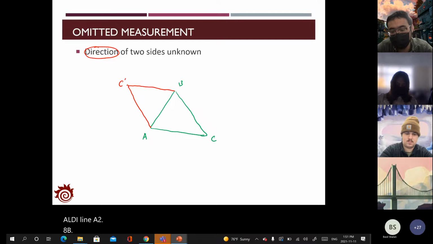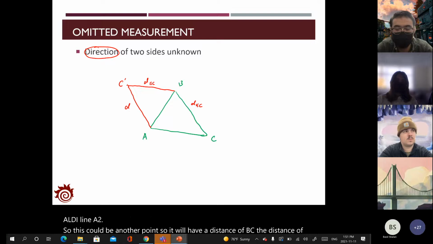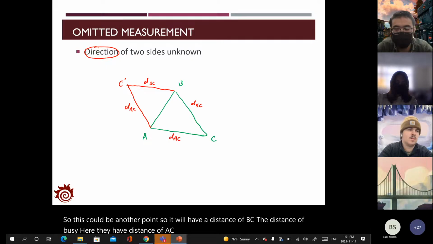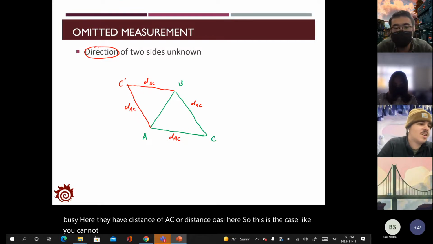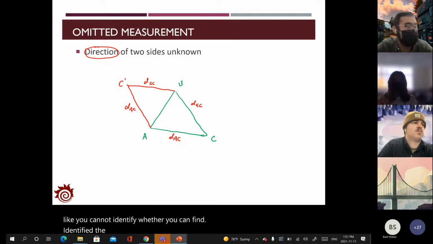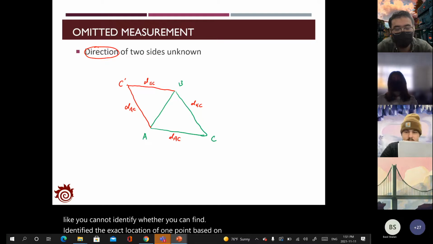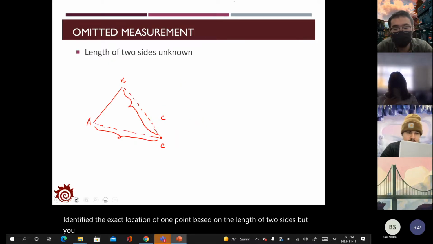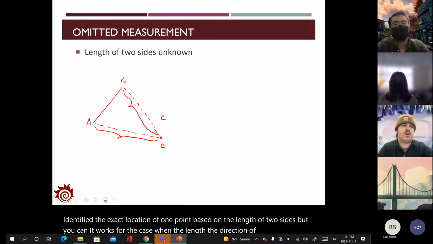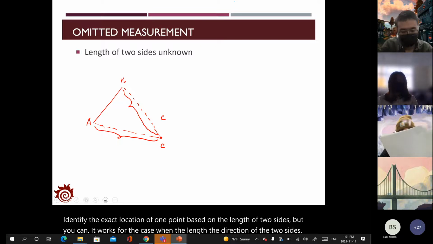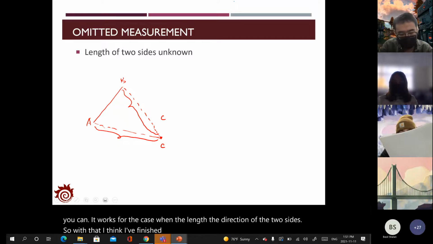So this could be another point. So you will have the distance of BC here, and the distance of AC here. So in this case, you cannot identify the exact location of one point based on the length of two sides, but it works for the case when you know the direction of the two sides. So with that, I think I've finished all the topics about the traverse computation.